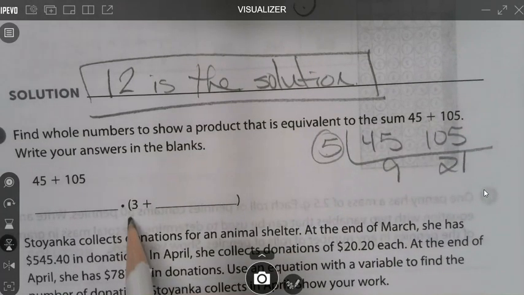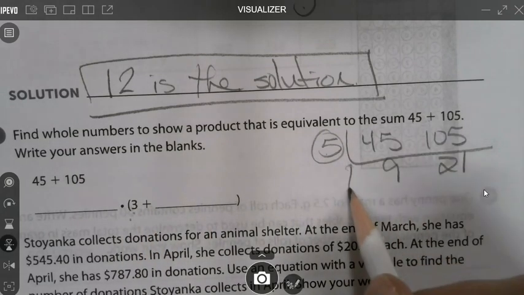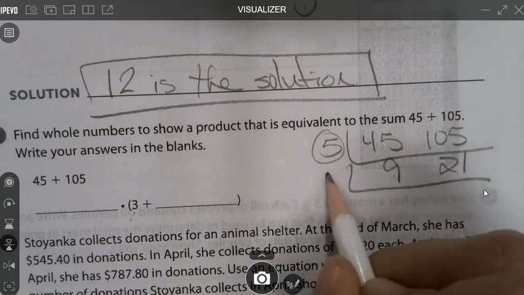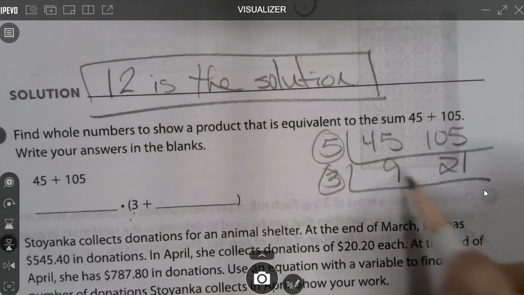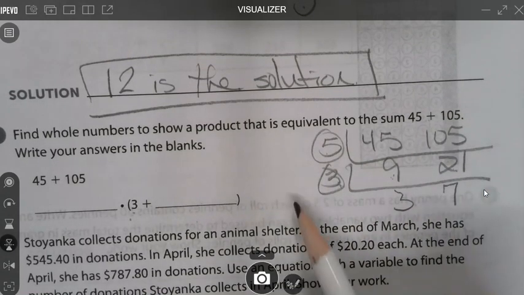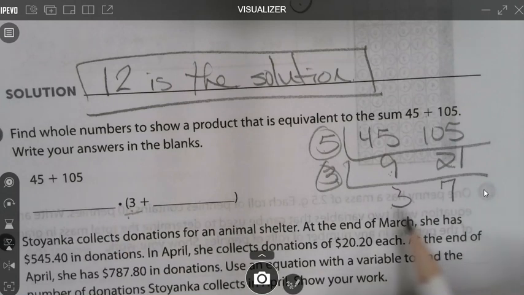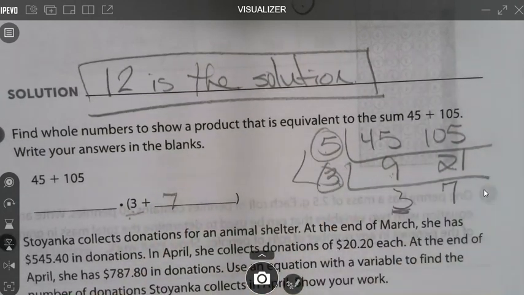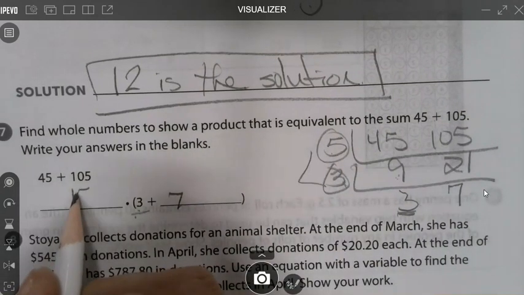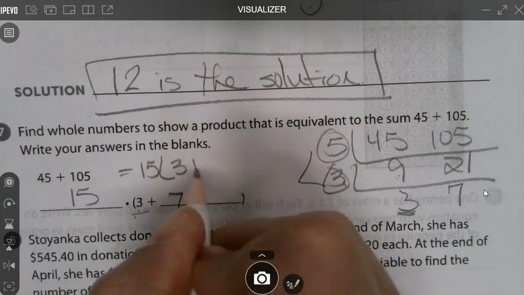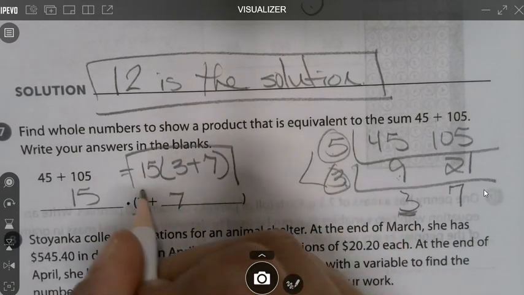Well, this says that my first number in my sum is 3, so to pull out another factor, what goes into both of those? 3. 3 goes in 9 3 times. 3 goes in 21 7 times. Do I have a 3? Yes, plus 7. And then what is my product? That's 5 times 3, 15. So it should equal 15 times the sum 3 plus 7.